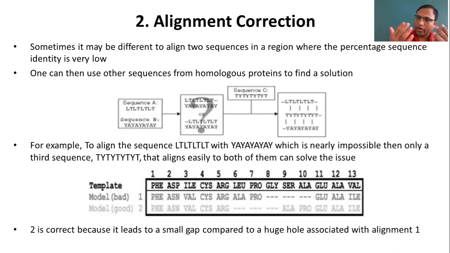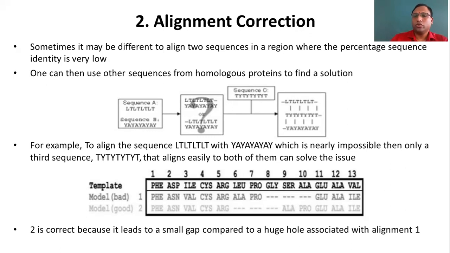So what we have to do is take up another sequence, compare it with our sequence, and find out the homologous proteins here. You can see sequence A and sequence B are there. Sequence A is having LTL, TL, TLT, and sequence B is having YA, YA, YA, YA, Y. How much the similarity is there, that we are going to align and check. For example, to align the sequence TL, TL, TL, TL, T with YA, YA, YA, YA, Y is nearly impossible, because T is also not there, and below there is no L also. So it is not going to match.